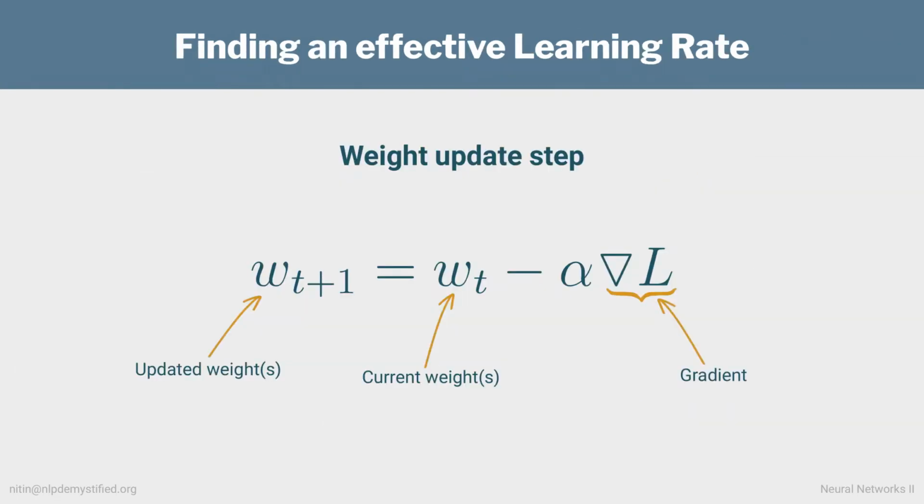Let's talk about learning rates. As you may recall, after we compute the gradient, we update the weights by subtracting the gradient from the current weights. We also multiply the gradient by a learning rate to control the size of the weight change, and this learning rate needs to be sensible.